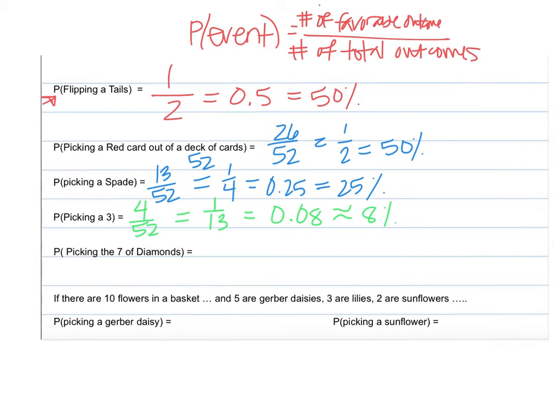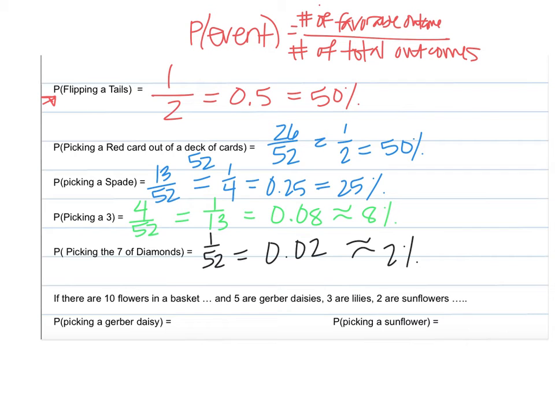And then picking the 7 of diamonds, there's 1 7 of diamonds in the whole deck. So that would be 1/52. I'm going to do 1 divided by 52, and I'm going to round it to 0.02, so 2/100ths, which would be 2%. So you have a 2% chance of picking a 7 of diamonds when you pick a card out of a deck.